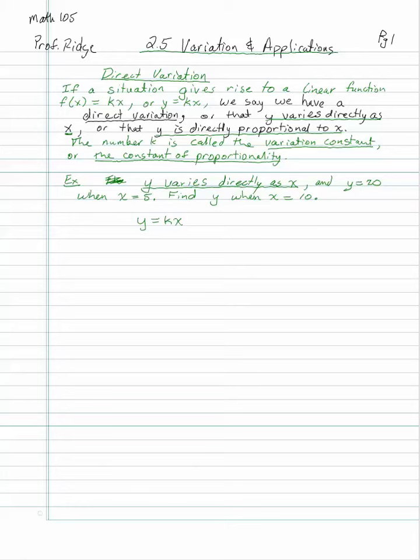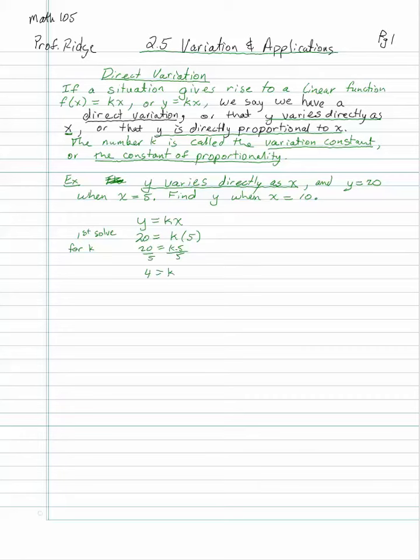Now, all these problems generally have two parts. First, you're going to be given an observed value of x and y together. So y is 20 when x is 5. So our first part is you're going to solve for k. Find the constant of variation, or you can say variation constant, same thing. So divide both sides by 5. So k is 4.